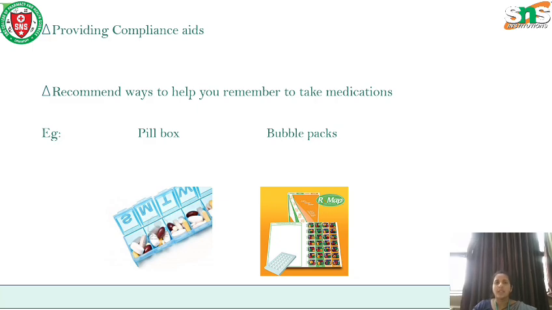Otherwise, as in the figure, you can see the compliance packing. It can be a blister packing. It can help the patient identify which drug it is, or which drug to take at a particular time. Otherwise, different dosage forms. Instead of giving the same dosage form, we can give different dosage forms so that they will be able to identify which one to take at a particular time. Likewise, they will be able to identify everything, and the adherence can be improved.